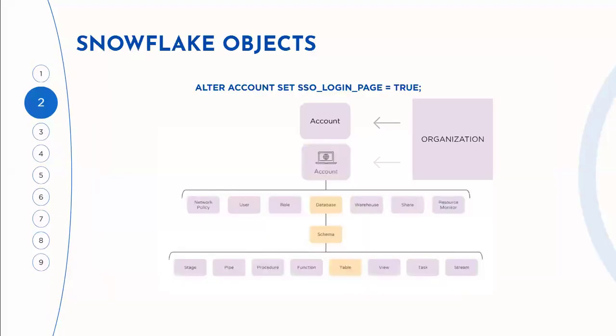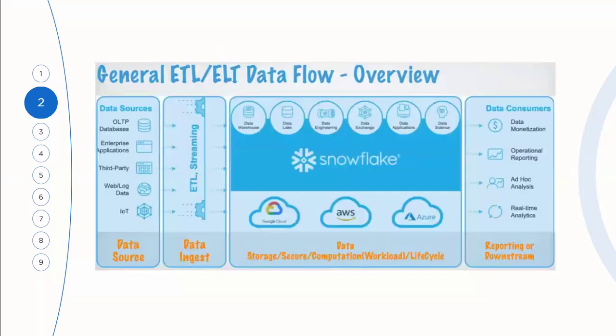Zooming into Snowflake, if you have some idea about any databases, we have objects. We categorize them into two types: account level objects and database level objects. Similar things apply here, but along with that, we have other objects like stage, pipe, task, and stream, all of which are helpful for ELT processing.